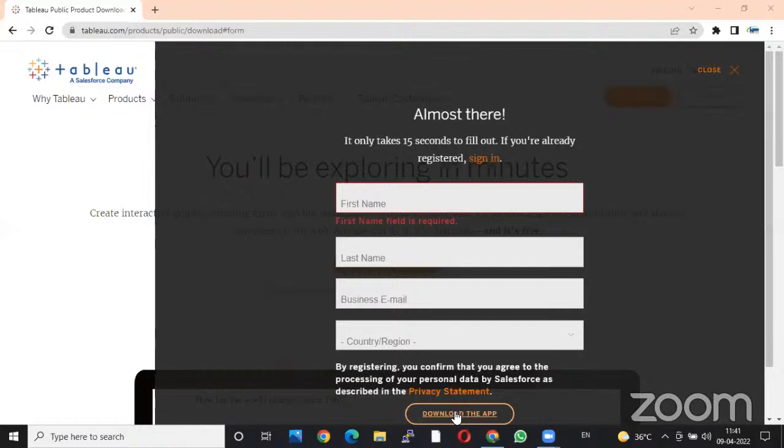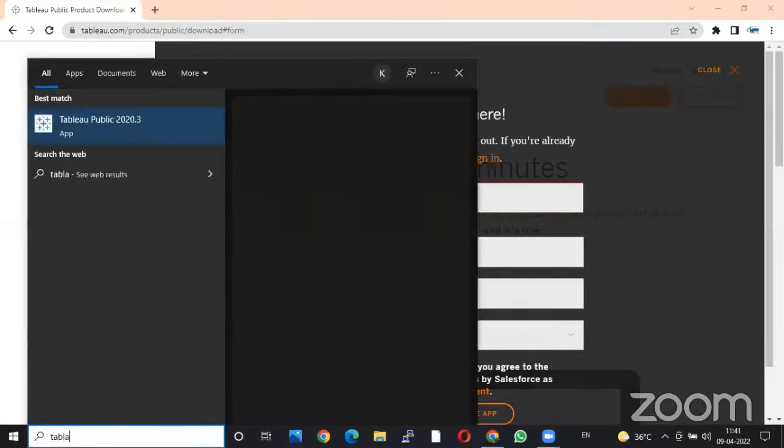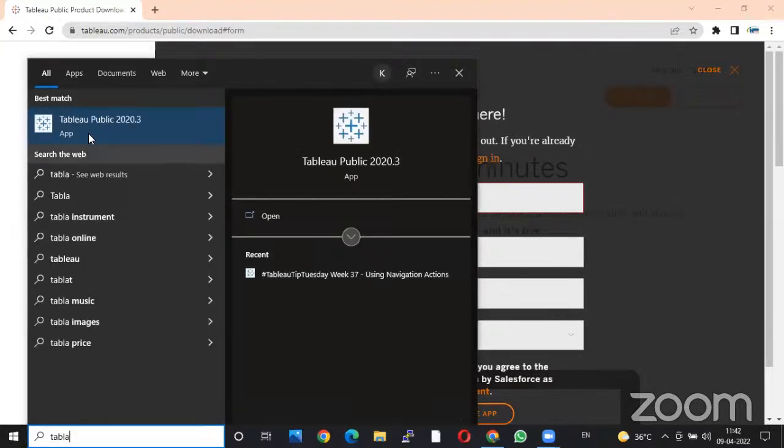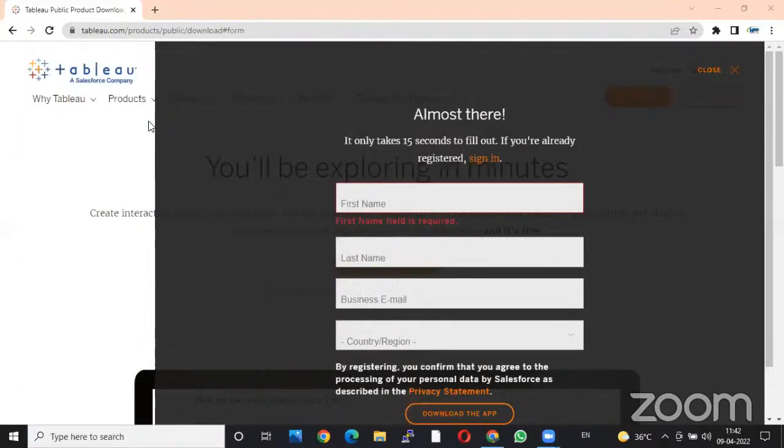So I request all of you to download this Tableau because in tomorrow's part, we will be using Tableau for visualizing. So simultaneously, you can also do it. So please download this. I have already installed this Tableau Public platform, so I'm not installing it again. I will just walk you through the platform, which is Tableau Public. So here you have Tableau Public 2020.3. This is the version of Tableau.